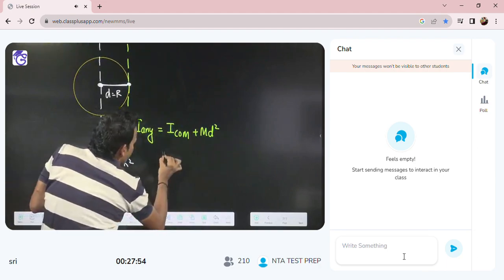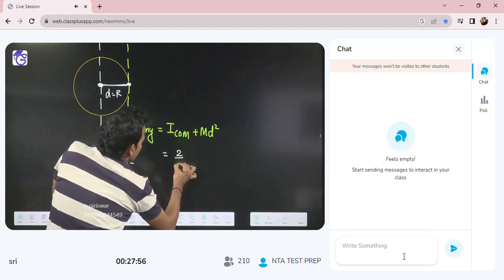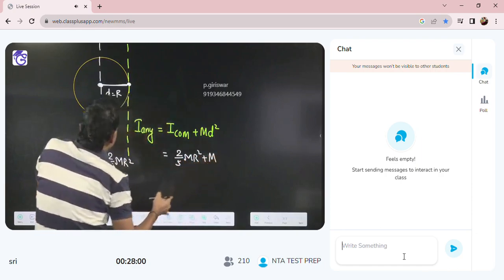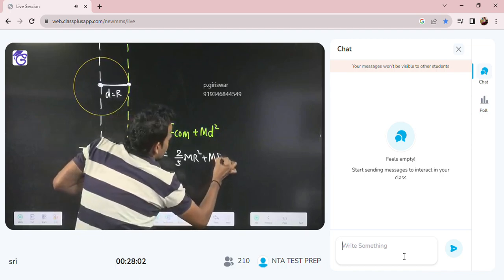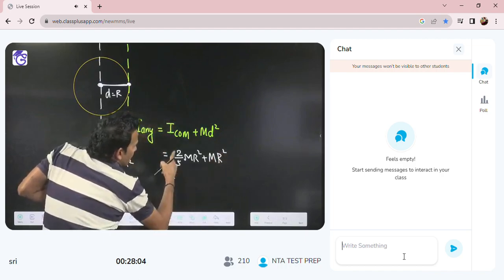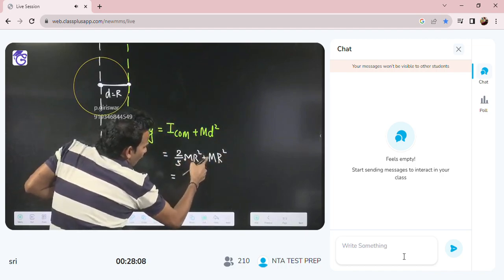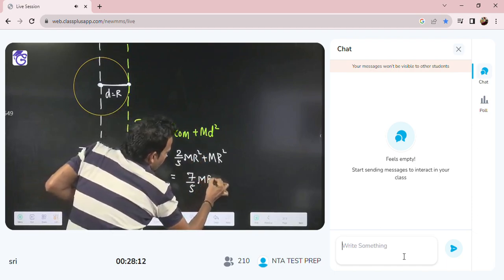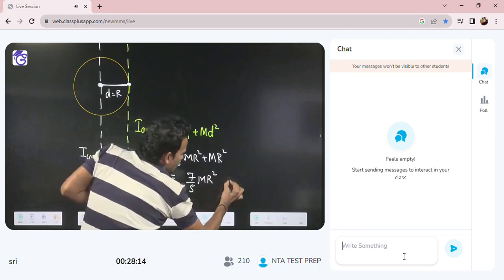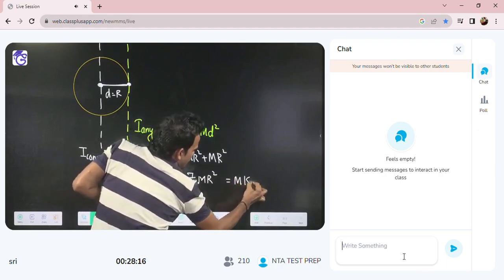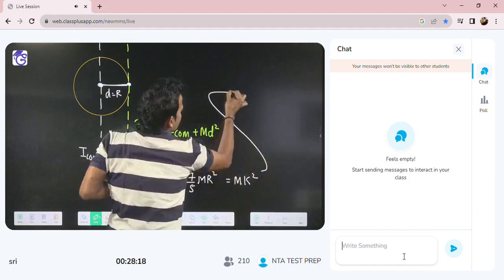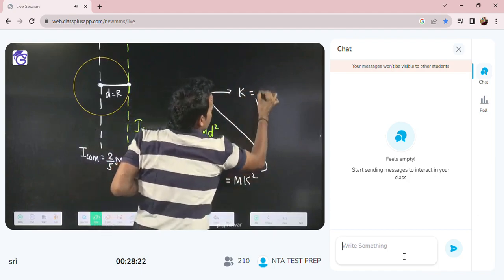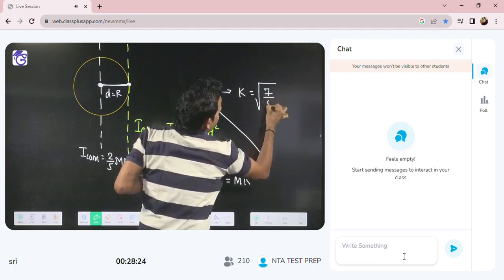So the moment of inertia will become 2/5 MR square plus MD square. D is also R, so MR square. That means the final answer will become 2/5 plus 1, which will give you 7/5 MR square. If anyone asks you the radius of gyration, you can equate to MK square and get the value of K. Many times they ask radius of gyration, so it will become the square root of 7 by 5 R.